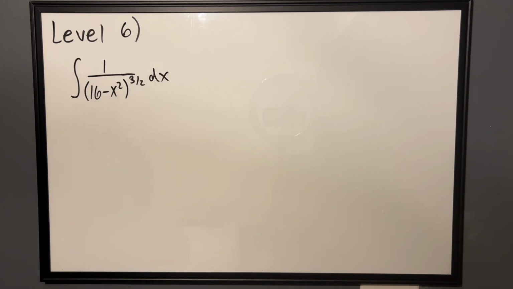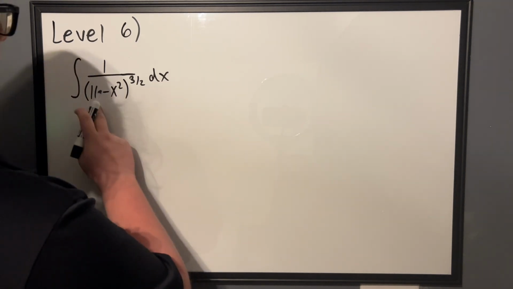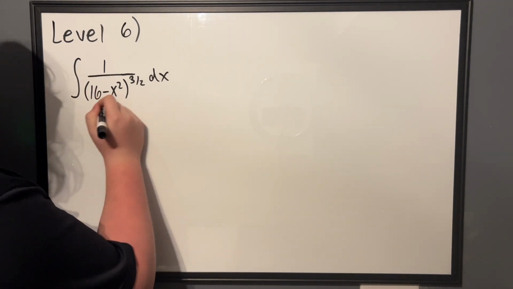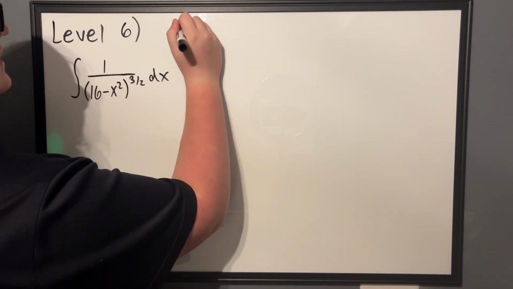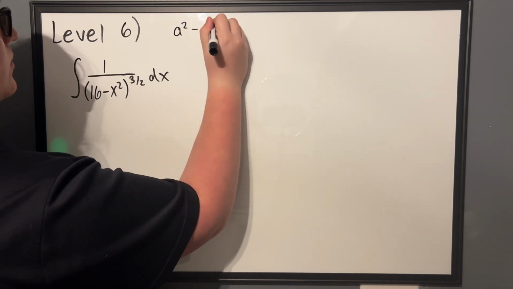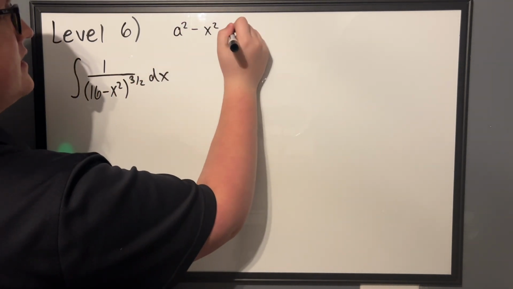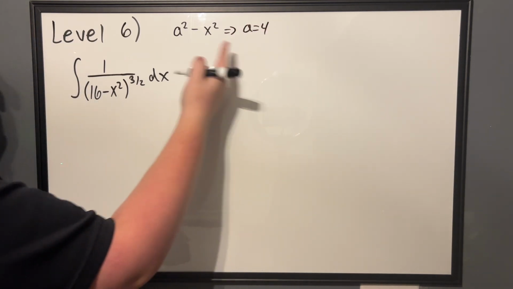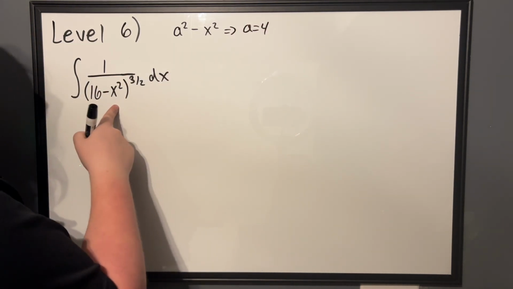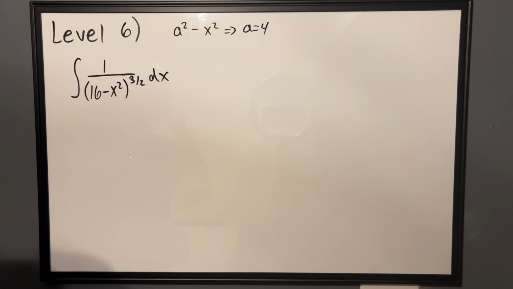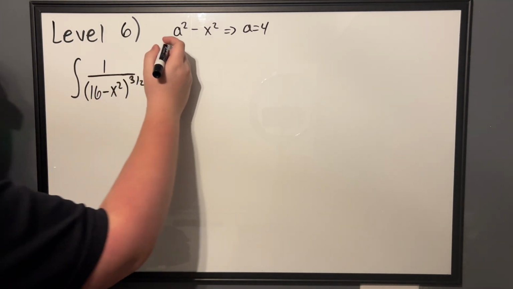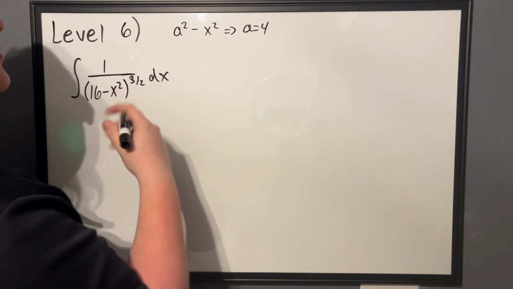So you might need to review your trig subs here, but what we have down here is something in the form of a squared minus x squared. And if this is the case, that means that a is equal to 4, because 4 squared is 16, minus the x squared. So that's what we have. Okay, so in this case, when we have a squared minus x squared, we need to use a substitution.